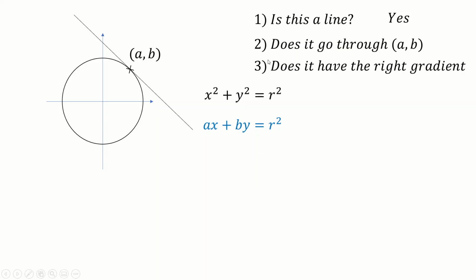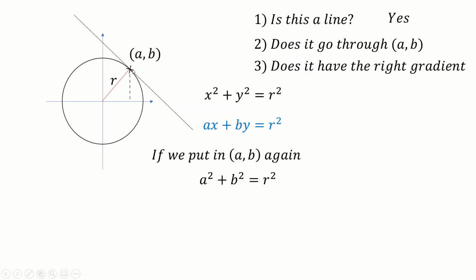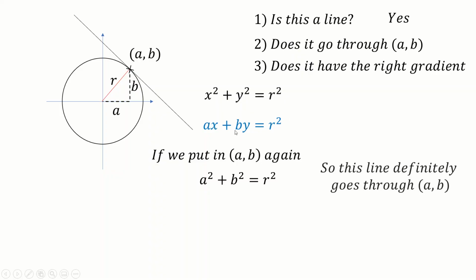Does it go through (a, b)? Of course, we need it to go through (a, b) if it's going to be the right line. Okay, well, let's substitute (a, b) into here for x and y. I say again because we've kind of already done it for one of them, but we'll do it again for the other two now, and we get this. But of course, this is true because r is the radius of the circle. a is defined to be the distance across to this point, b is the distance up. And we can see here we've now got a Pythagorean triangle, a squared plus b squared equals r squared. So this is a true statement. And so because this is a true statement, this line does pass through (a, b), because you end up with a true statement when you put it into the line. So we've proved two of the three things.